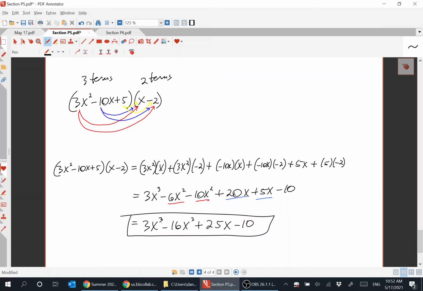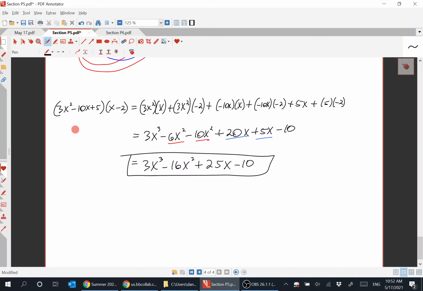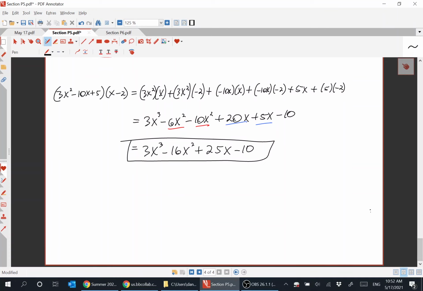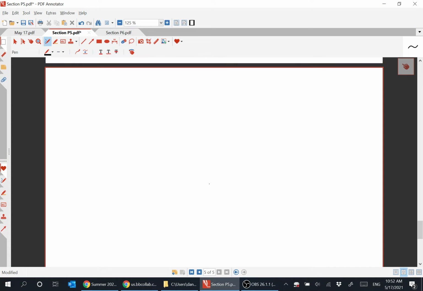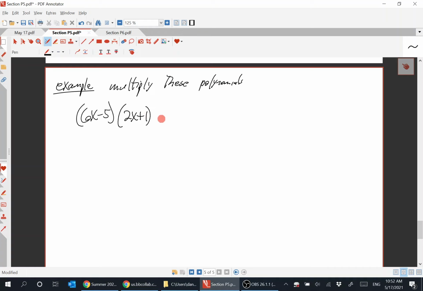You need some drill to start getting used to this kind of thing. Here's another example. Oh, 10:52. Okay, so 6x minus 5. So multiply these monomials. Or polynomials. 6x minus 5, 2x plus 1.